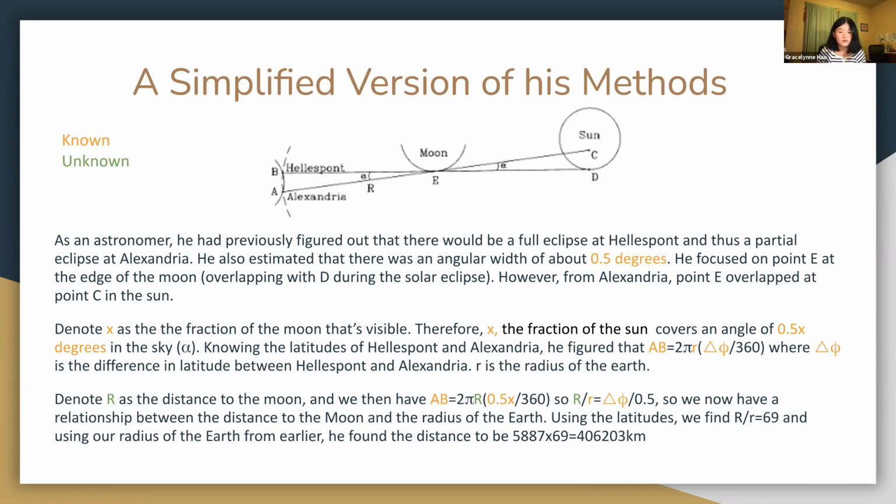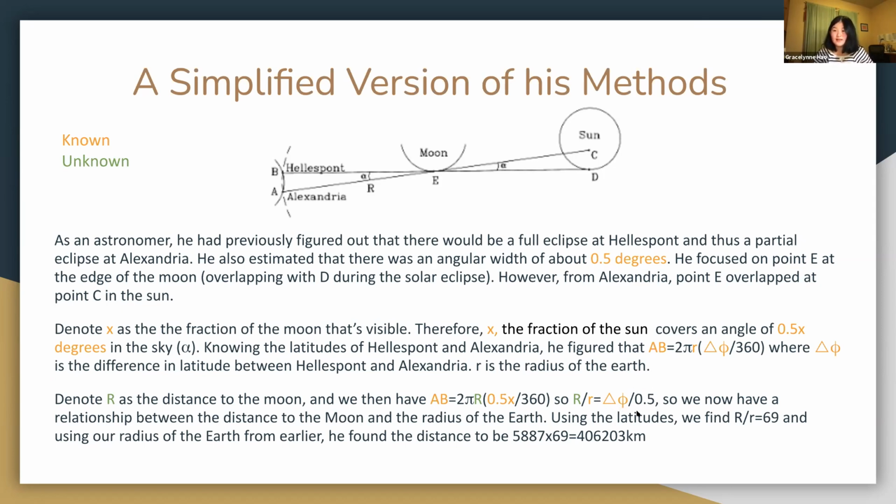So then he found this deciding ratio of capital R over small r, so the distance from the Earth to the moon over Earth's radius was this thing we see here. And remember that all of the orange variables are things that he knew beforehand, either with his knowledge of astronomy, or for instance, in this case, knowing the latitudes of Hellespont and Alexandria.